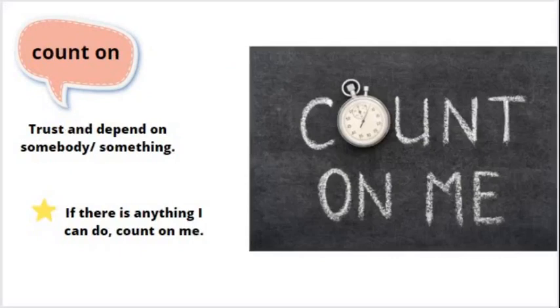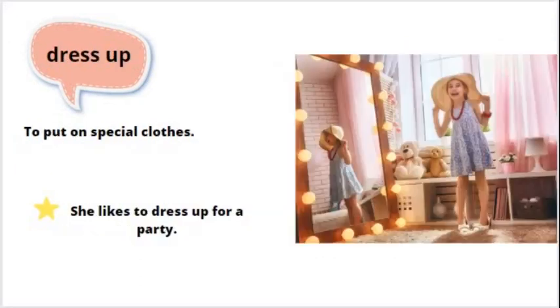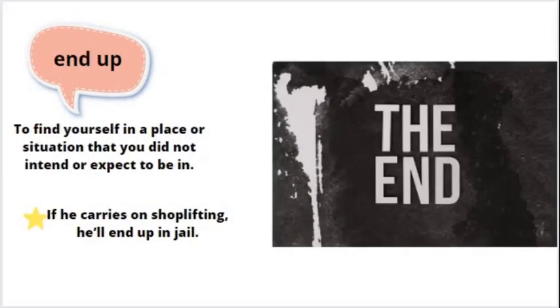Count on. Count on means trust and depend on somebody or something. Example: if there is anything I can do, count on me. Dress up. Dress up means to put on special clothes. Example: she likes to dress up for a party. End up. End up means to find yourself in a place or situation that you did not intend or expect to be in. Example: if he carries on shoplifting, he'll end up in jail.